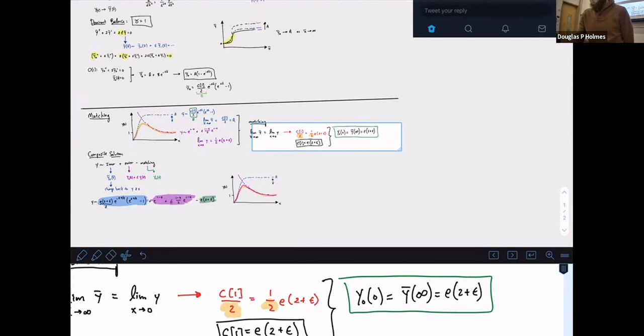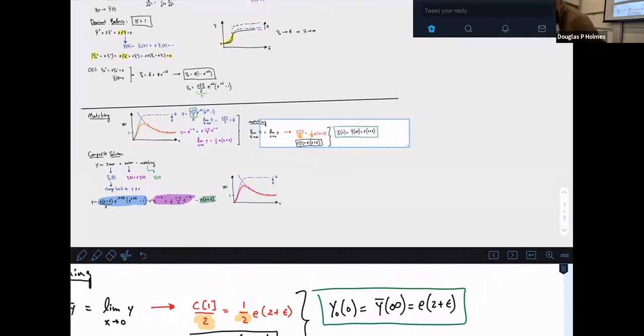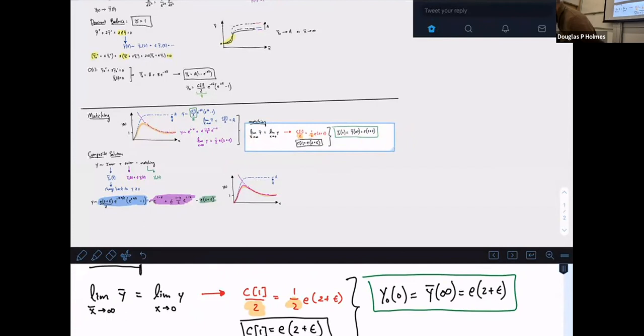What throws me off though is it looks like it says y of 0 is equal to e times 2 plus epsilon, but the limit of y as x goes to 0 is c1 over 2, not just c1. Or I guess 1/2 e times 2 plus epsilon, but also the same as 1/2 c1. So I guess you would have 1/2 on both of them. Well, now I'm confusing myself. I lost the 2.